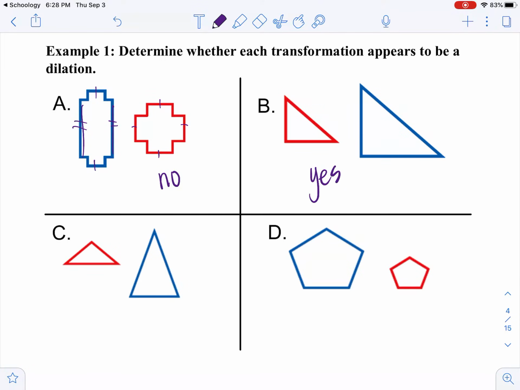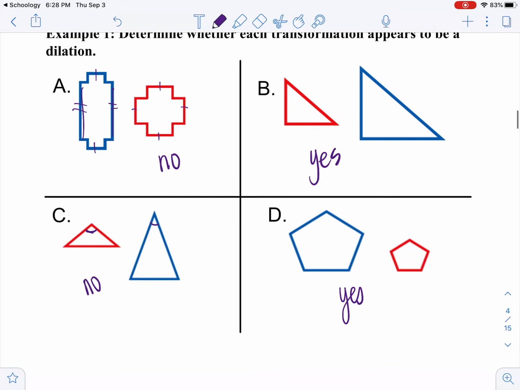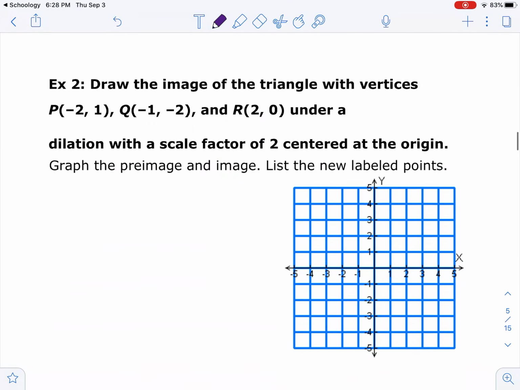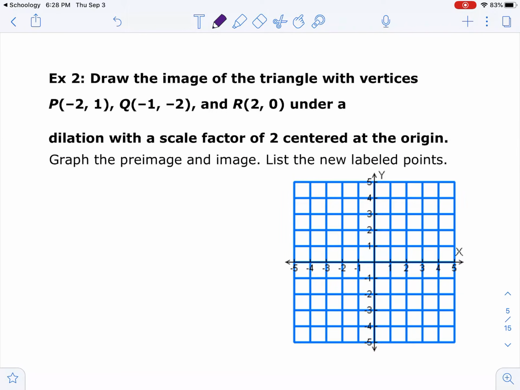This appears to be a dilation, was a right triangle, just a bigger right triangle. This does not appear to be a dilation. This was an angle that looks 90 degrees or obtuse, and now it's acute here. So no. And then I would say yes, this appears to be a dilation also. Okay? Now this one got smaller, this one got bigger, but they're still dilations.